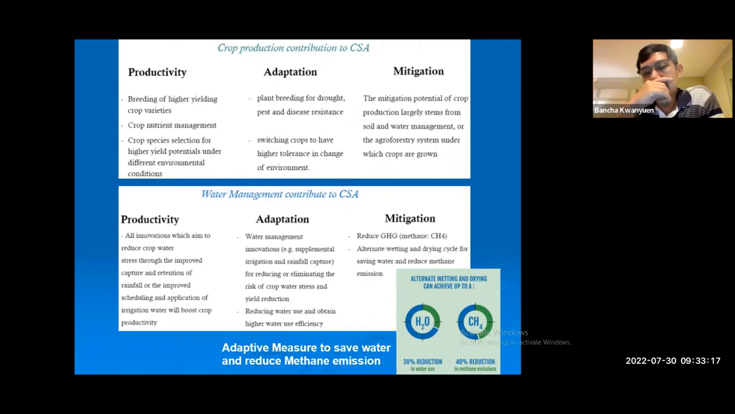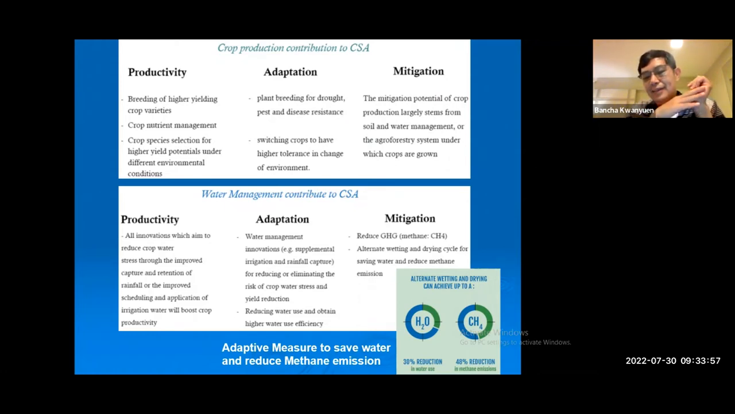My point of view here, especially for agriculture, is on the reduction of water use, the adaptation way by growing crops using less water, and also producing less greenhouse gas. So in this case, I would say that an adaptive measure to save water and reduce greenhouse gas or methane emission will be good.